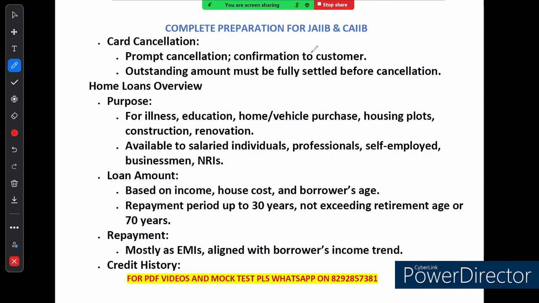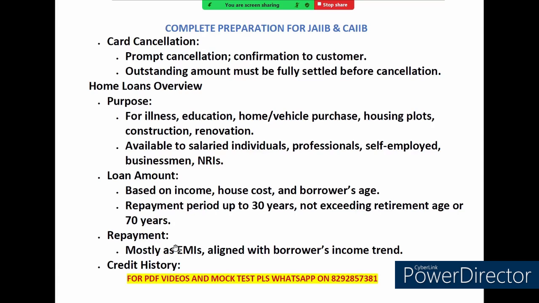Now home loan. This loan can be used to buy a house, right? The loan amount depends on your income, age and the cost of the house. The repayment period can go up to 30 years, not exceeding retirement age or 70 years. And just like a credit card, your credit history plays a big role in getting the loan. The bank checks your credit score and past financial behavior before offering terms.